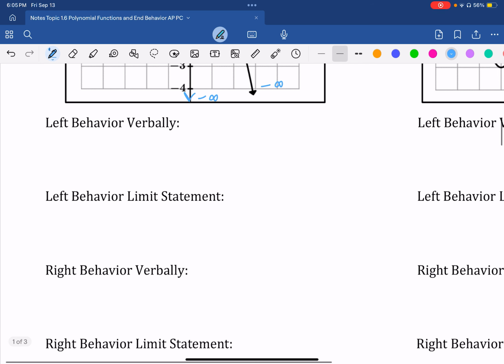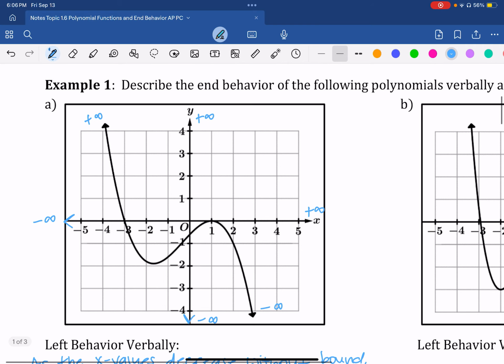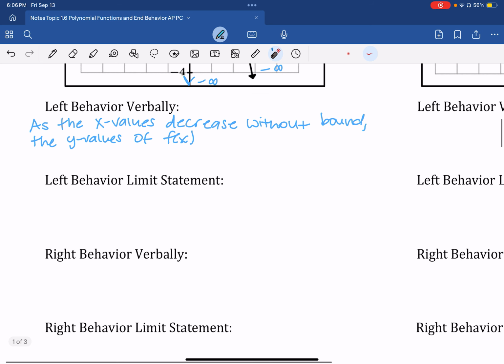So verbally, I'm going to say as the x values decrease without bound, the y values of f of x, and then because we said that for the left side, we were going up to positive infinity, we're going to say the y values of f of x increase without bound.